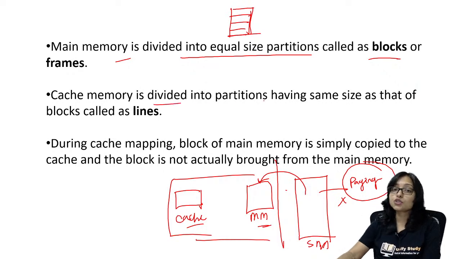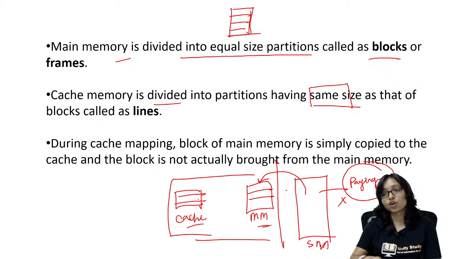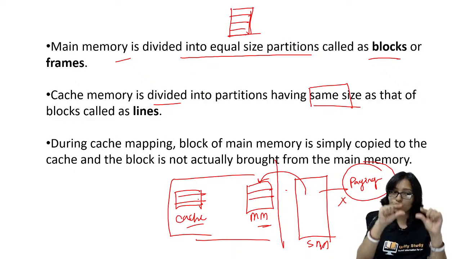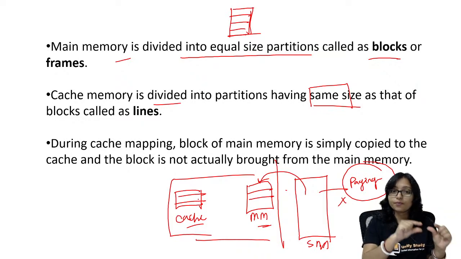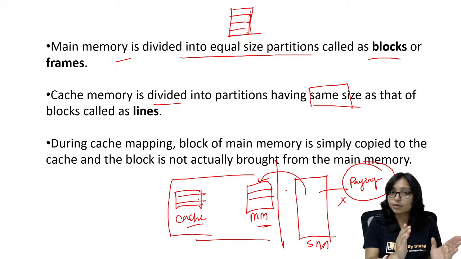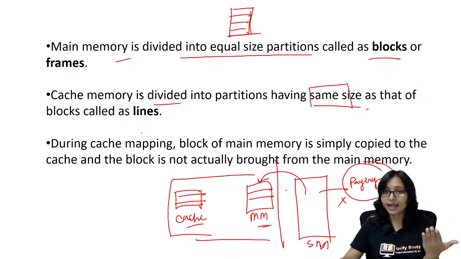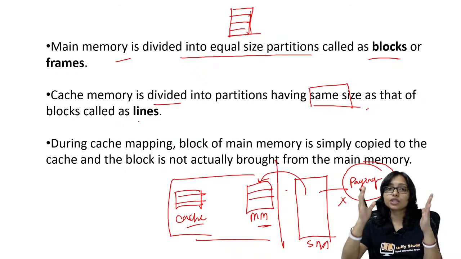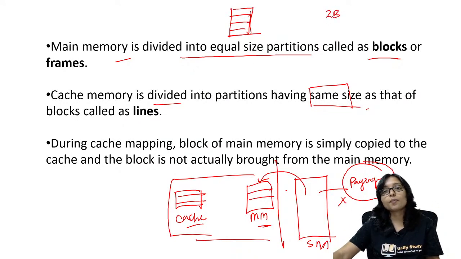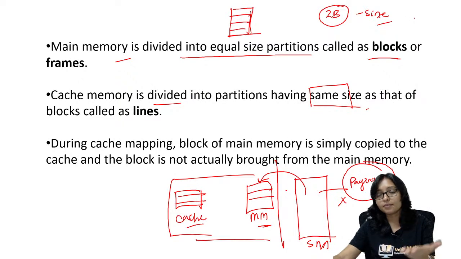So, here cache memory is also divided into the same size. Remember that all the partitions will be of the same size because I will take a total block from secondary memory to main memory and again from the main memory to cache memory. That's why the size of the block in secondary memory, main memory, cache memory, everything will be the same. This is very important. It will be the same size, but the number of lines or the number of frames will depend on the total size, right? So, if I say 2 bytes is the size of the block, and my secondary memory has more size, then I will get more lines. Main memory I will get that much, and cache memory also I will get that much.